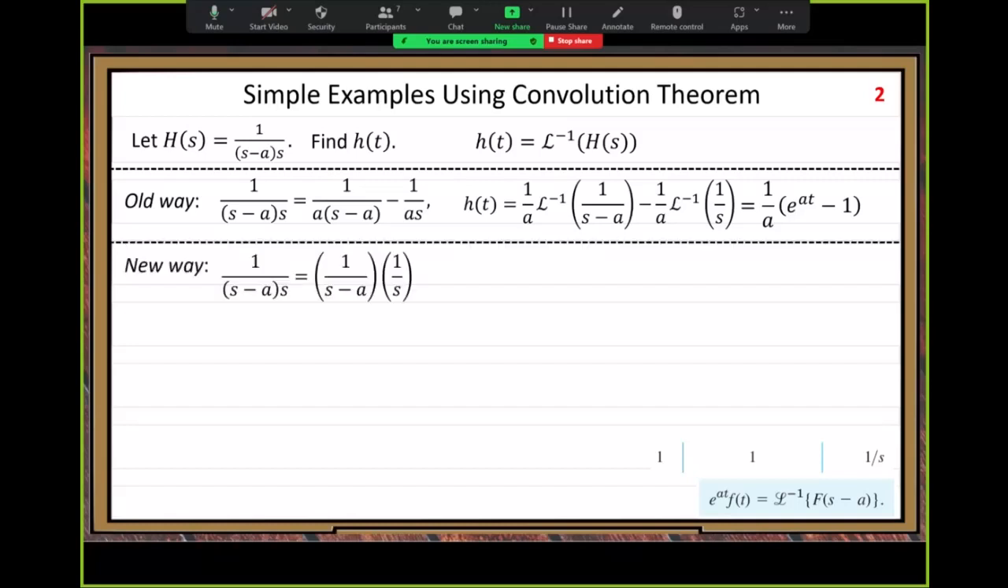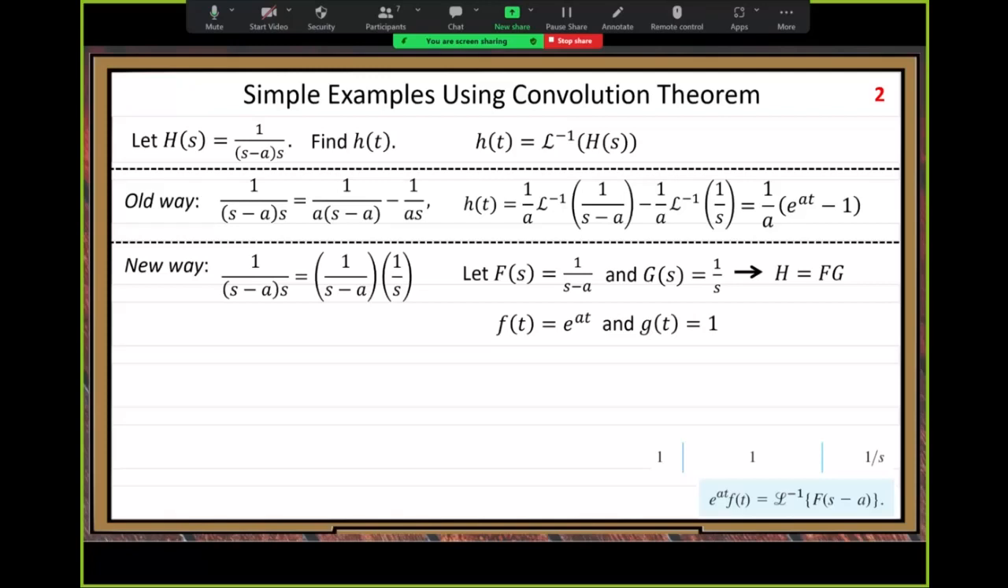This time we split it as a product of two fractions, capital F and capital G. Can we find little f and little g by inverse Laplace transform? Capital F equals this function, capital G equals that function. So capital H equals that. Little f, by the shift theorem, this shift formula, we get this function. Little g is just 1.